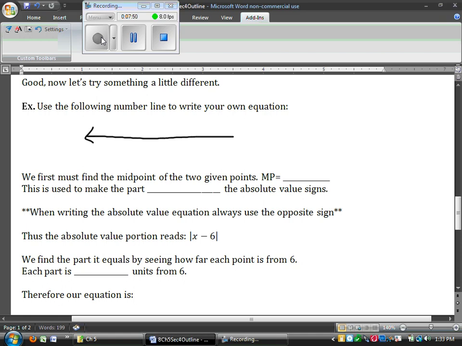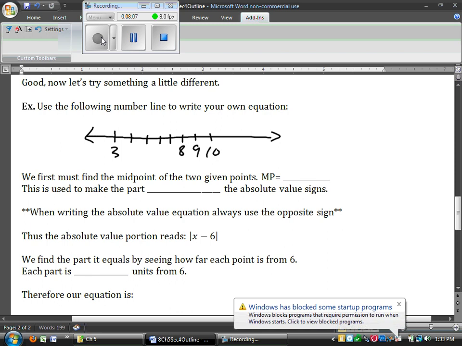So we're going to start with this number line. This is going to be given to you. We're going to start counting at 3, 4, 5, 6, 7, 8, 9, and we're going to go up to 10. And we're also given a point at 3 and a point at 9. So I guess we really didn't need to go to 10. But this is what you're going to be given, this number line with 2 different points on it. You're going to need to write the absolute value equation that this number line comes from.